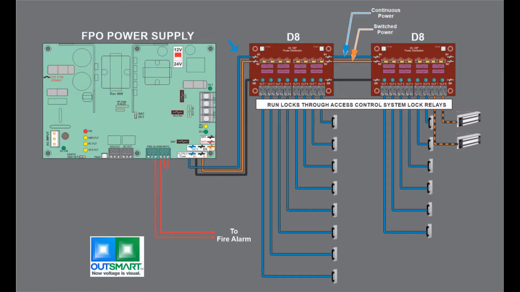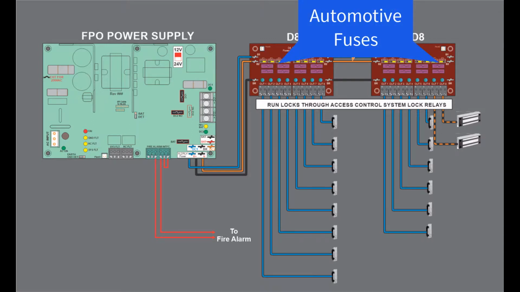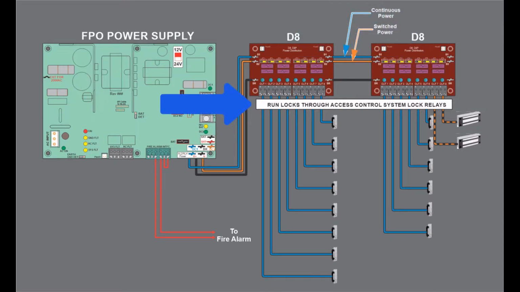Connect bus 1 of the D8s to DC1 of the FPO, which is the blue wire. Connect bus 2 of the D8s to DC2, which is the orange wire. On the D8, program the strike outputs to bus 1 and the mag locks to bus 2. Each strike now has a fuse in series with it and can be controlled by the access system door relays. Each mag lock also has a fuse in series with it and can be controlled by the access system, but will drop out when the fire alarm interface of the FPO is activated by the fire alarm panel.